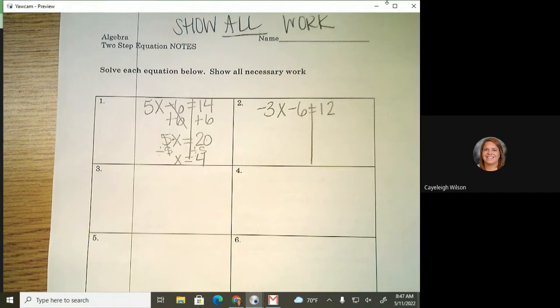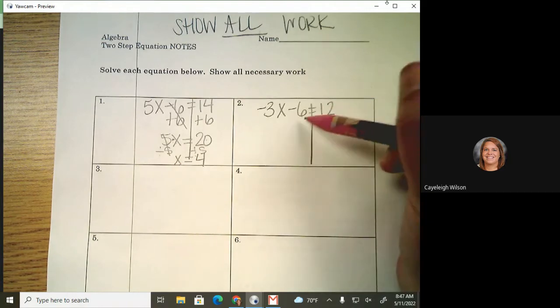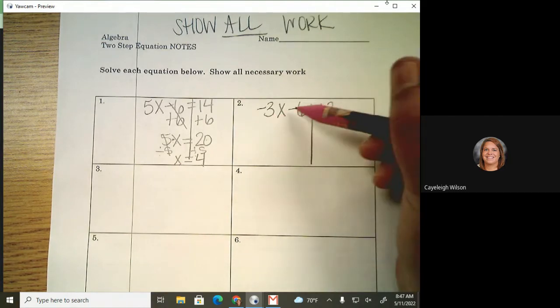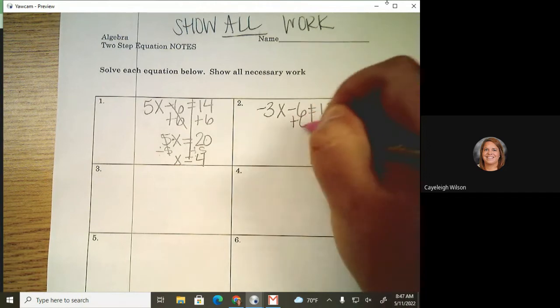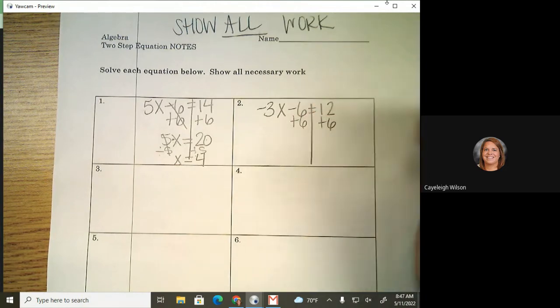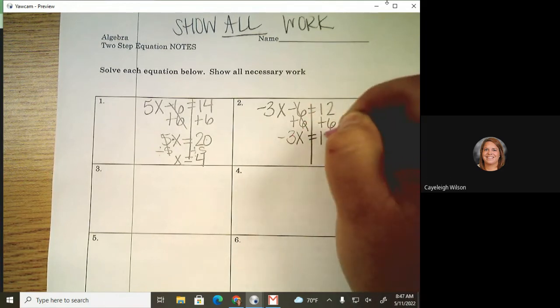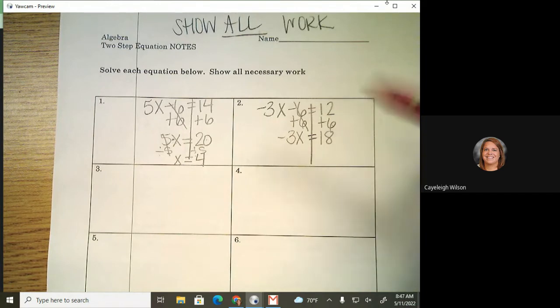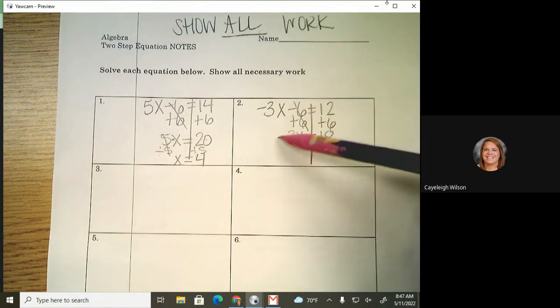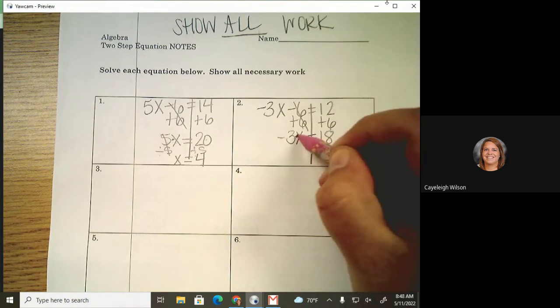All right, so I look at the side that the x is on. I see a minus 6, so I'm going to get rid of that first. I'm going to add 6 to both sides. So minus 6 plus 6 is 0. So that leaves me with a negative 3x equals 12 plus 6. That's 18. Now, a lot of people mess up on this part because of this negative. If you look between the number and the x, there's nothing between them. So that's how I know it's multiplication.